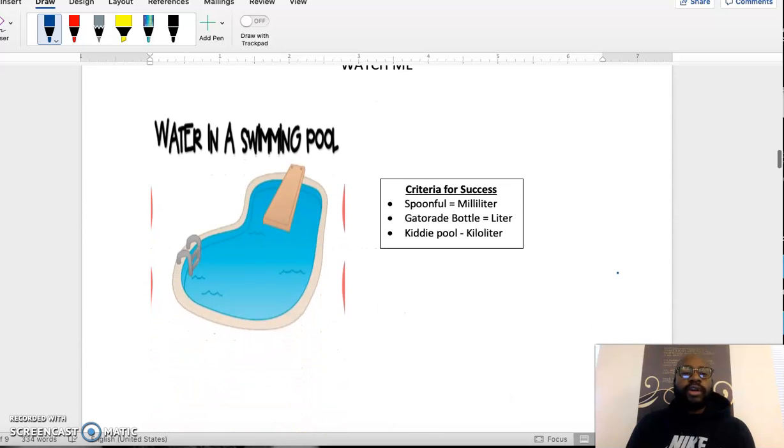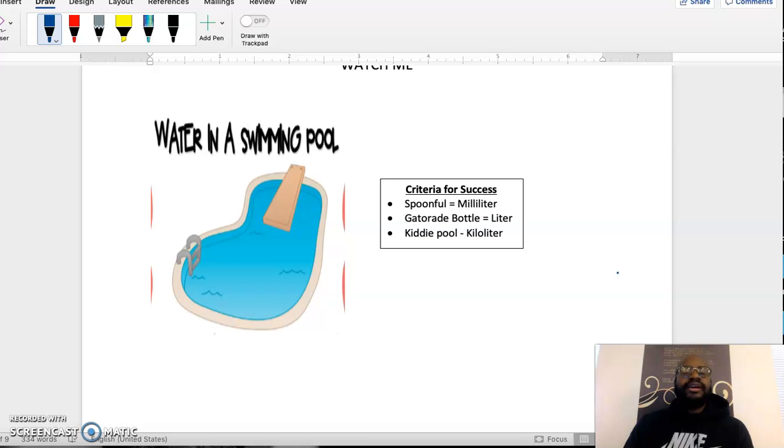It says water in a swimming pool. If I think about it, a swimming pool is pretty big. It has to be big so that people can swim in it. I don't know if I'm going to spend my time filling up a swimming pool with a little spoon. So milliliters, that just doesn't sound right. Gatorade bottle. If I think about a swimming pool, it goes up to 8, 9, 10, 11, 12 feet of water. That's a lot of water. And to think about filling that up with a Gatorade bottle over and over again, that's going to be a lot of Gatorade bottles to pour into that pool.